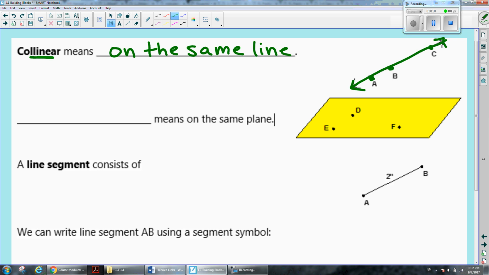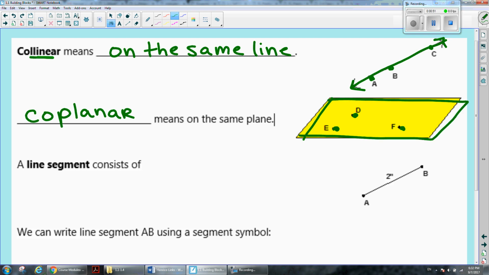So similarly, when we're talking about things that are on the same plane, we call this coplanar. We can kind of see the word plane within coplanar. So here, points E, D, and F are coplanar since they're on this same plane.